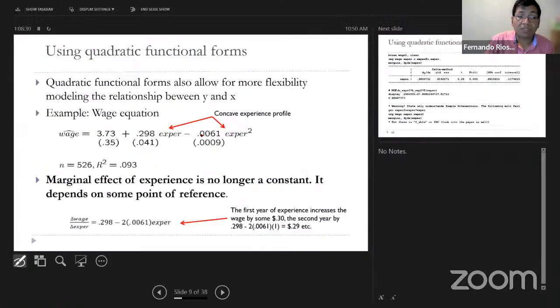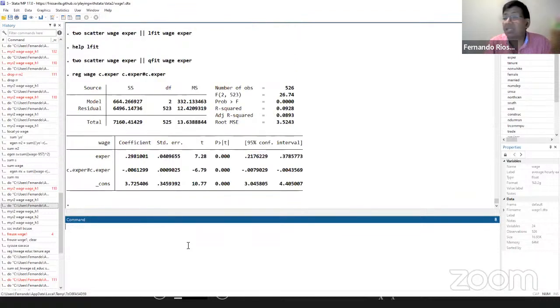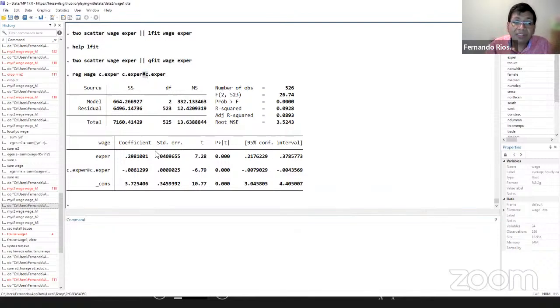Now, how do we estimate this quadratic model? Stata is very picky with that. If you do the regression, you will have to say something like this to estimate the quadratic model. So what exactly I'm doing is that this pound symbol is telling Stata I'm going to multiply experience with experience, and that these variables are continuous. So this is how you estimate a quadratic model in Stata.